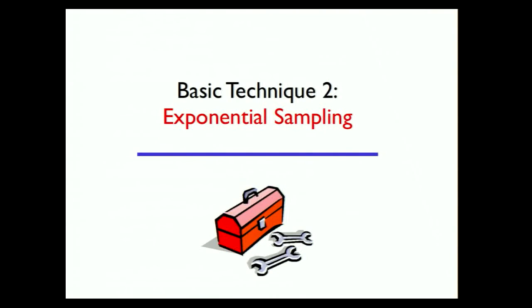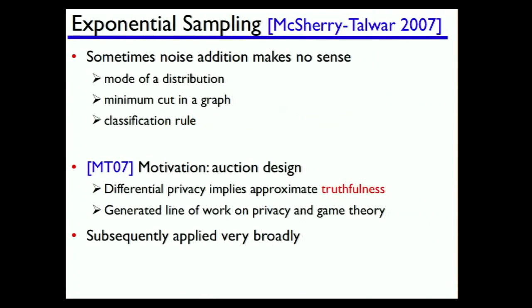It comes up a lot. The other very basic technique is something called exponential sampling, or the exponential mechanism. That came from a paper of McSherry and Talwar. And their motivation really was that sometimes noise addition just doesn't make sense.